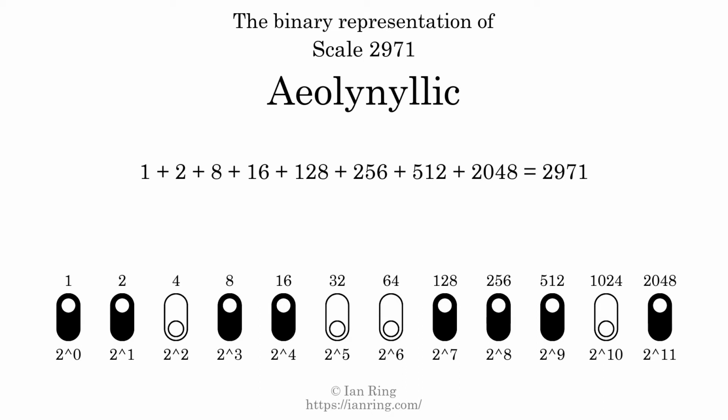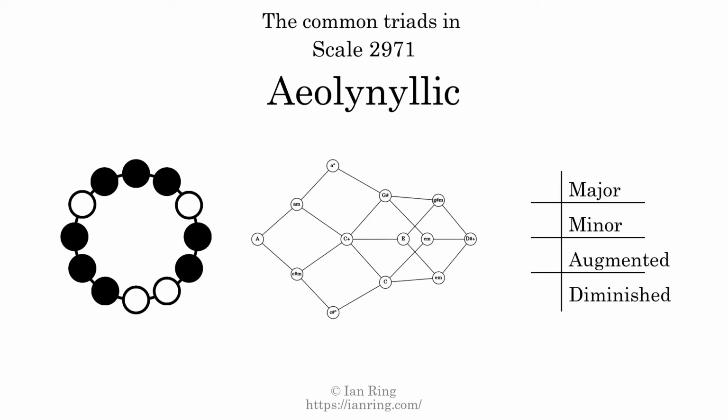2971. The scale number not only enumerates the scale with a unique index, but it also literally describes the tonal content of the scale. Represented as a binary number in base 2, the scale number is 1011001111. Here are the common triads present in this scale.